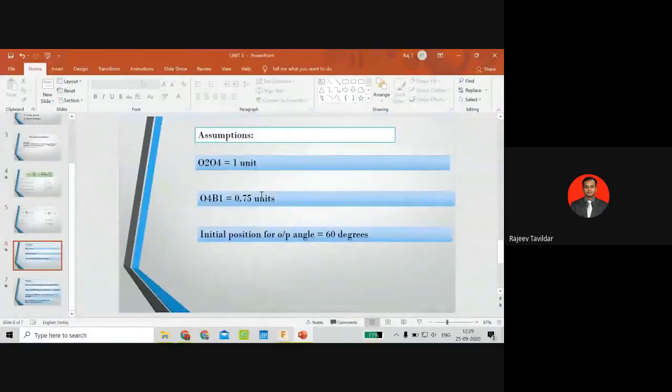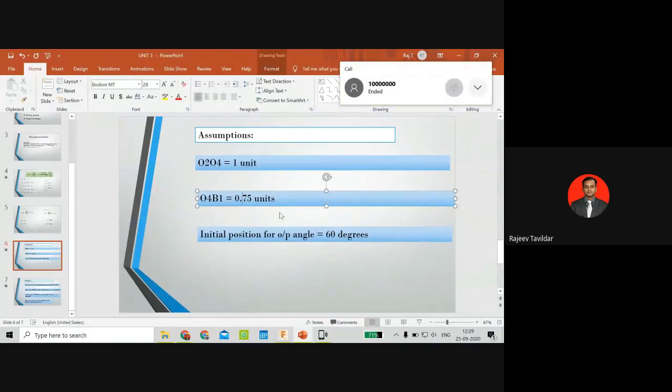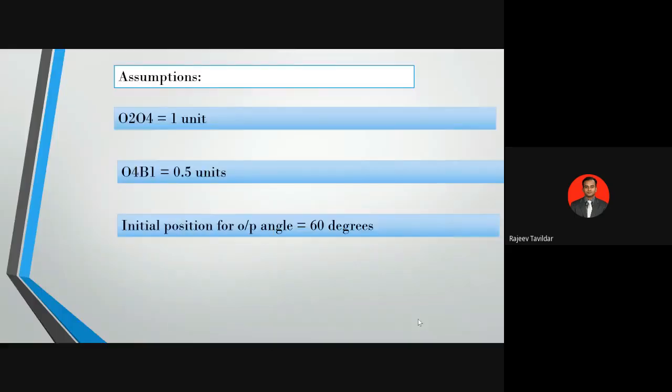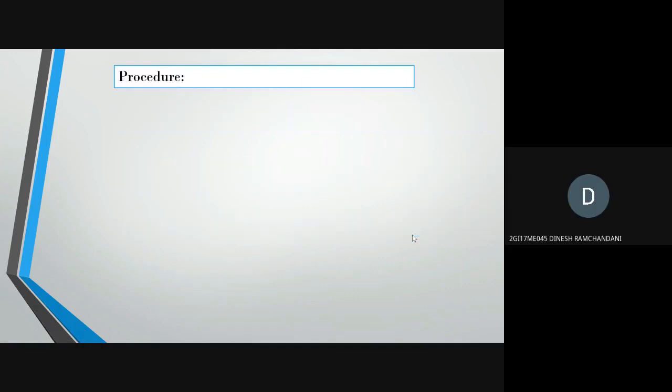I think this 0.75 units will be too much. You can reduce it to 0.5 units. I'm not sure. Okay, let us see. Make it 0.5 units. We'll draw it and check it out. Okay, so with these assumptions, let us move to the procedure. I hope these assumptions are clear. Yes, sir. Let us move to the procedure.